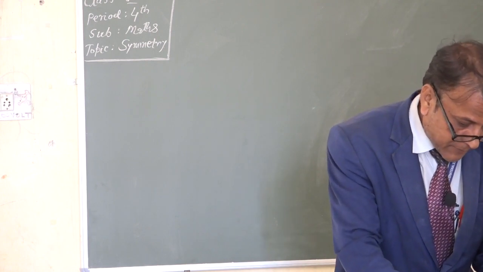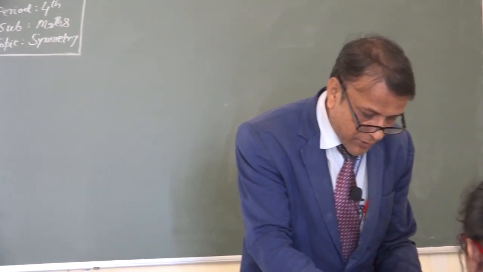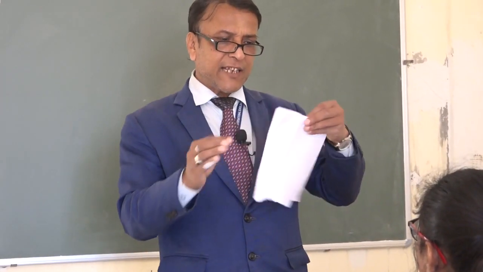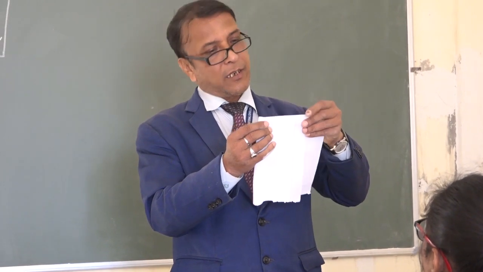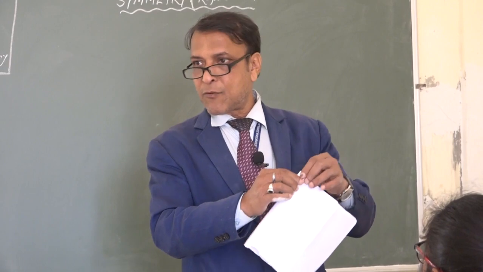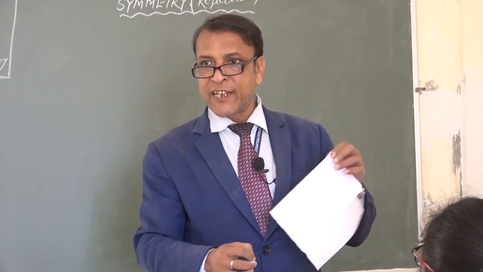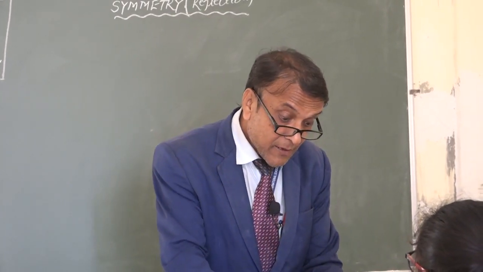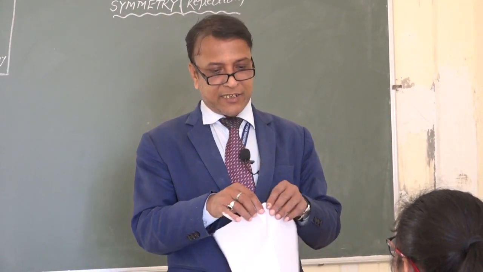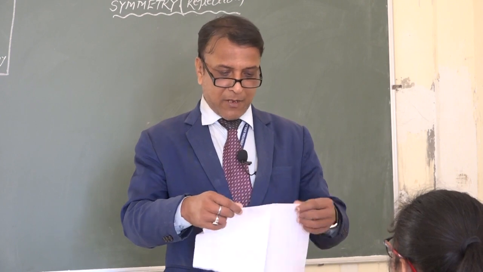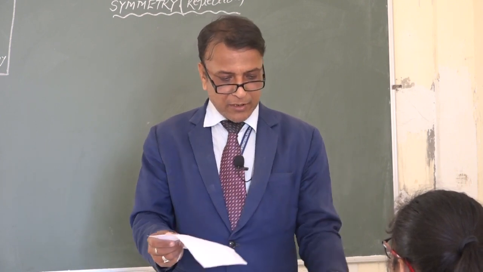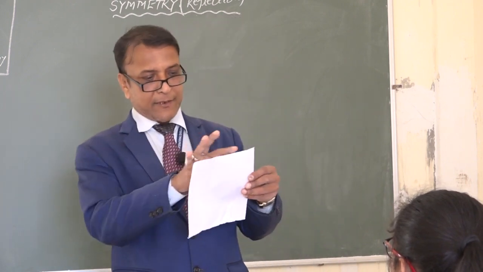So now that was a rectangle. Now I am showing you a square. In a square, all the sides are equal, and all the interior angles are equal. But what is the value? 90 degrees. Say 90 degrees. Now I am taking a piece of paper in the form of a square.